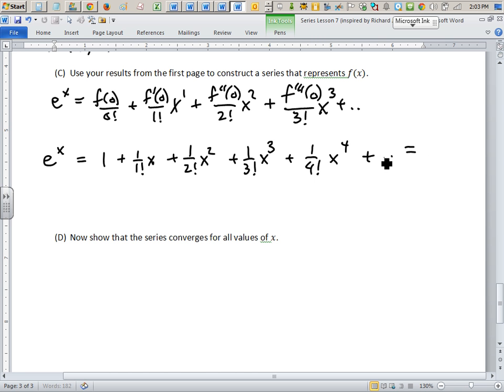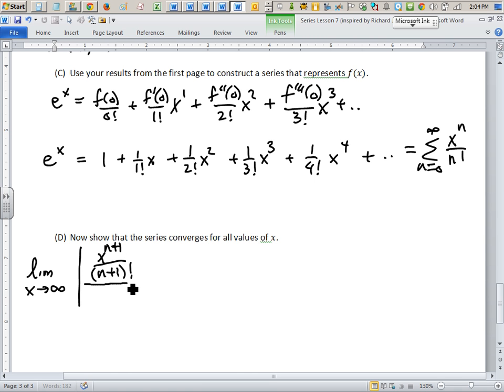In other words, it doesn't even alternate, but it basically goes x to the n on top, n factorial on the bottom. To show that this converges for all x's, we can just basically do a ratio test. N plus first term over nth term, which gives us, this should be n goes to infinity, guys. Sorry, I put x goes to infinity for my limit.